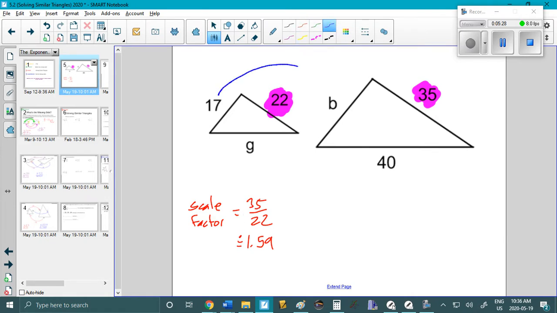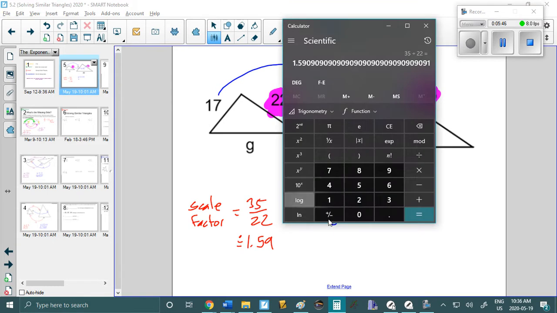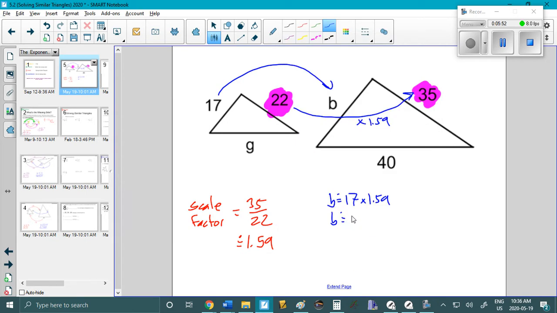So now, to find b, well here, I'll show the scale factor. So in this direction, it's times 1.59 because it's getting bigger. So b is the same direction. So we multiply. I'm going to put the little dot because we know that we're rounding here. So 17 times 1.59 is 27.03 approximately. And then to get g, I draw the arrow to g. It's going the other way, so we have to take 40 and divide by 1.59.